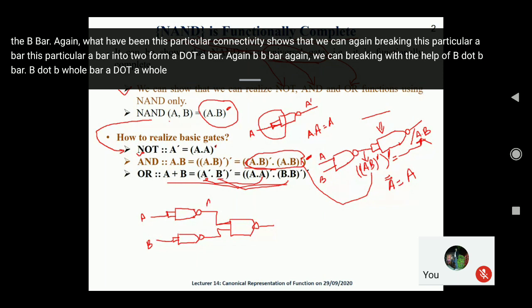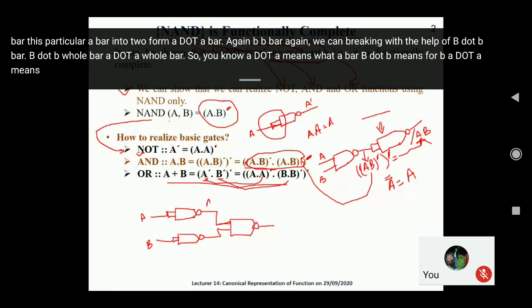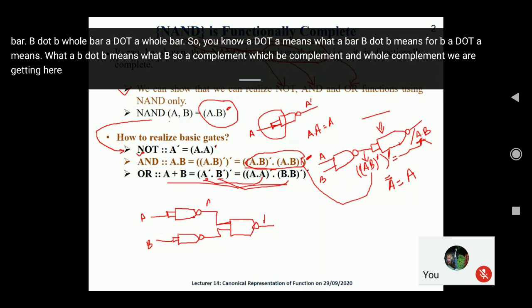So you know A dot A means what? A bar. B dot B means what? B bar. A dot A means what? A. B dot B means what? B. So A complement with B complement and whole complement, we are getting here A plus B. Are you getting my point?